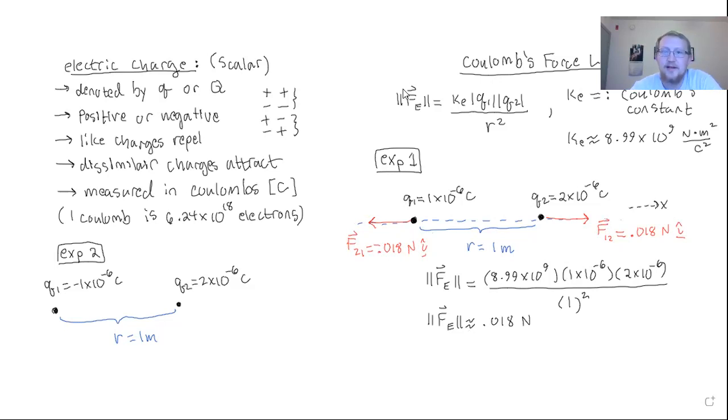Whereas when we calculated using this equation up here, we just found the magnitude of the force, and then we were able to figure out which direction they were going to point.